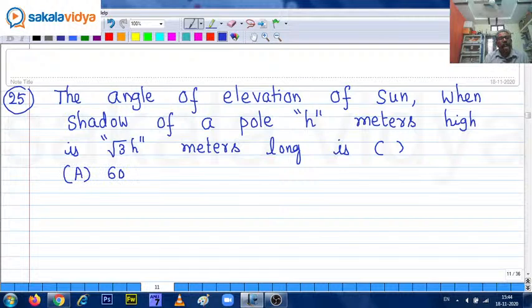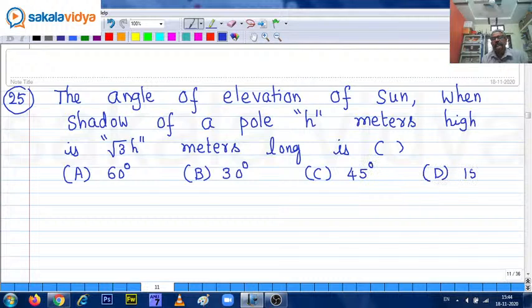A equals 60 degrees, B equals 30 degrees, C equals 45 degrees, D equals 15 degrees.